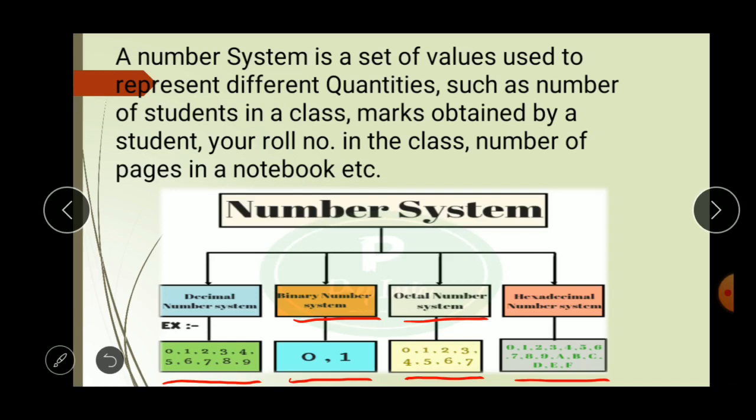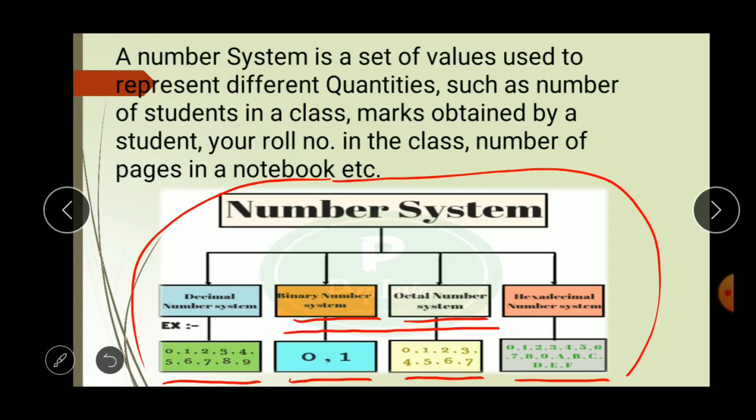So there are 4 types of number systems included in this chapter, where one number system, that is the decimal number system, is used by human beings for their counting and calculation purposes, and the other 3 number systems, that are the binary, octal and hexadecimal number systems, are used by electronic devices, for example, computers.